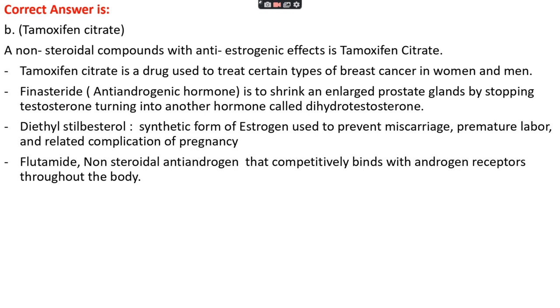While flutamide is also a non-steroidal compound, it has anti-androgenic property. It mainly competitively binds with androgen receptors, which are present throughout the body. Similarly, finasteride, which is an anti-androgenic hormone, is mainly used in the treatment of prostate hyperplasia. It is used to shrink the enlarged prostate gland by stopping testosterone turning into another hormone called dihydrotestosterone. Similarly, diethylstilbestrol is a synthetic form of estrogen. It's mainly used to prevent miscarriage, and is also given when there are complications regarding pregnancy.